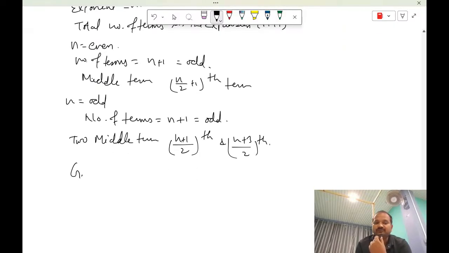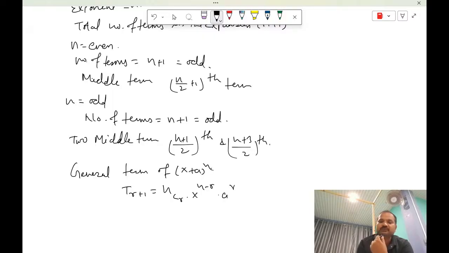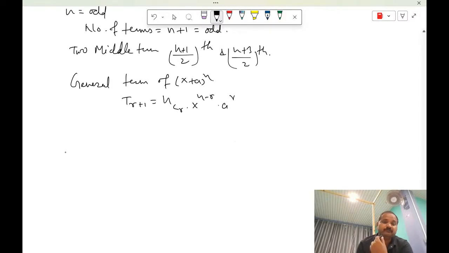And we have seen also the general term in the expansion. General term in the expansion, that is T(r plus 1), it is equal to nCr into x to the power n minus r into a to the power r. General term of the expansion of x plus a whole to the power n. So there is a question given. One of the questions we are trying to solve.